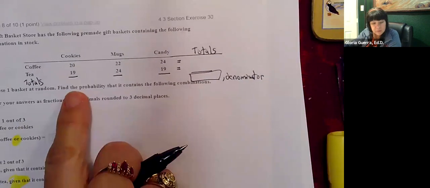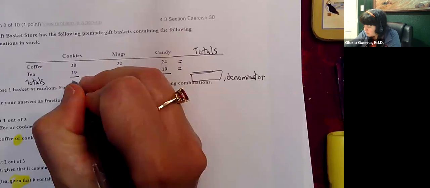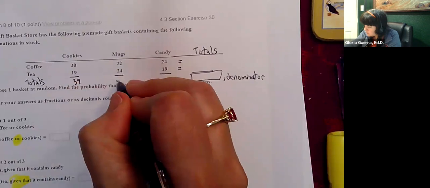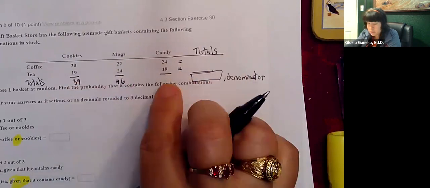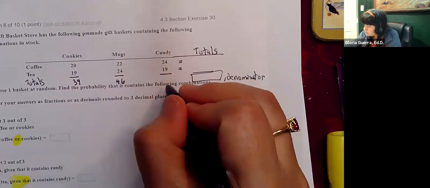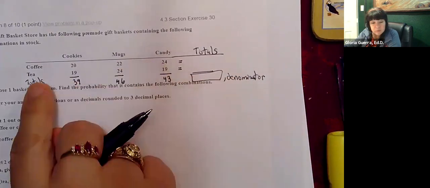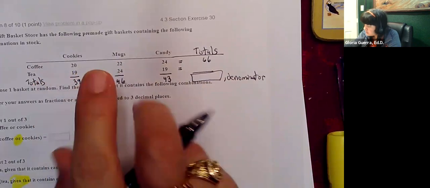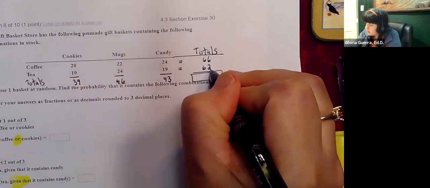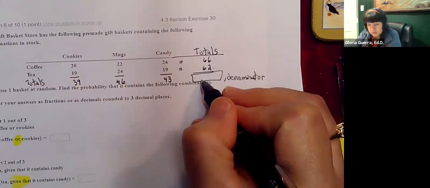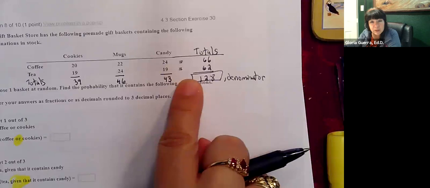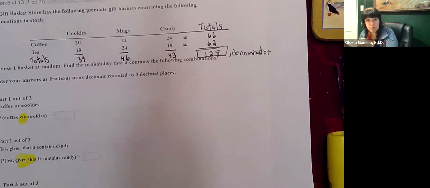So when I add up the numbers here, you should have gotten 39. Here with the mugs, you should have gotten 46. Here for the candy, you should have gotten 43. Across for the coffee, that total should have been 66. Across for the tea, that should have been 62. And then when you add these totals, it should have given you 128. And when you go across, it should have given you 128. So hopefully you did that part.